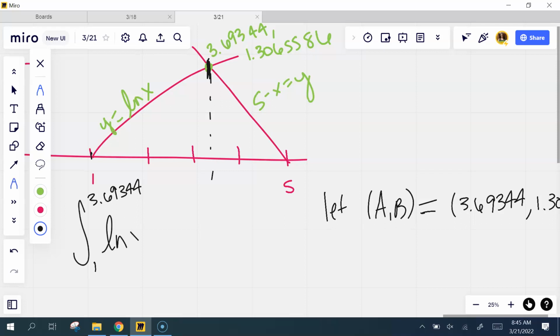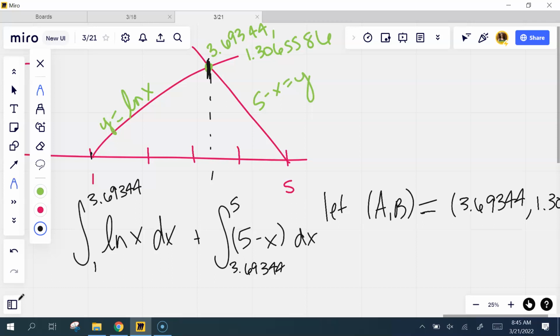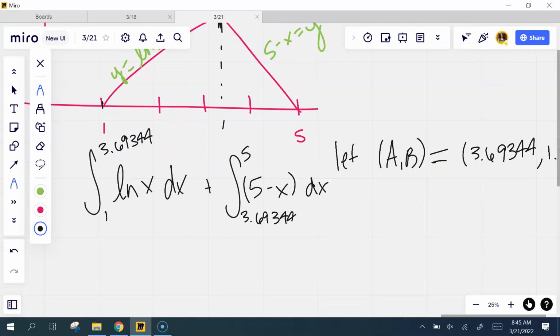But this would just be the log of X dx. Don't forget that dx. You don't have to subtract it from anything because I'm doing just the area down to the x-axis. And then the next one would be from, of course, 3.69344 over to 5, and that would be for 5 minus x dx. Okay, and it's a calculator problem, so from there you could just say that the answer was approximately 2.9858.